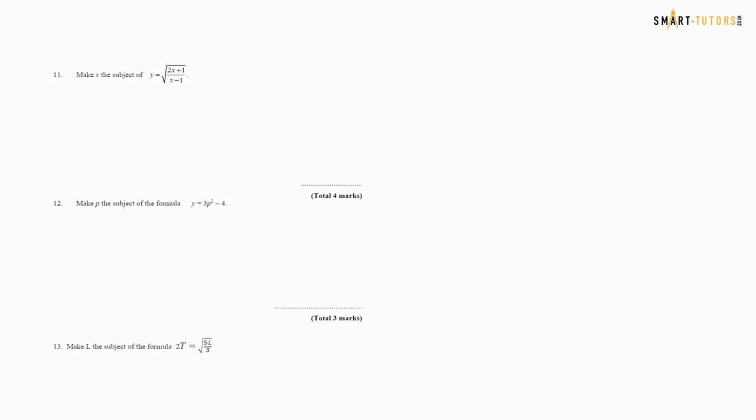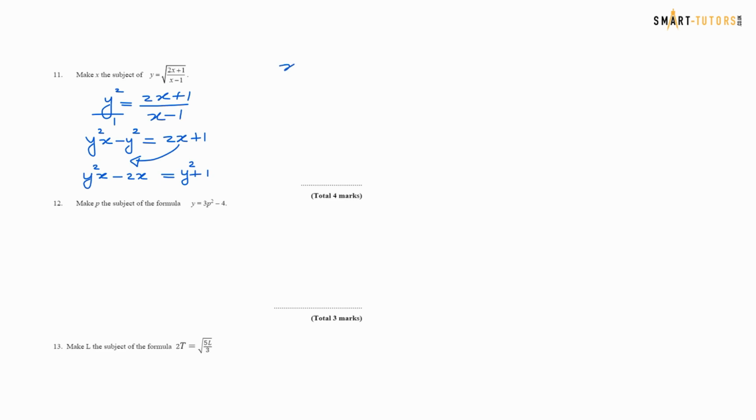Question number 11, again square root is there, so square both sides, so y squared equal 2x plus 1 over x minus 1, y squared over 1. Cross multiply, so y squared x minus y squared equal 2x plus 1. So bring the x to one side because x is going to be the subject, so y squared x minus 2x equal minus y squared, the other side is y squared plus 1.